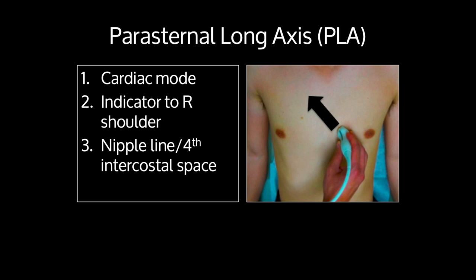Start by placing the probe at the nipple line or fourth intercostal space, or in women, the inframammary line, right next to the sternum. Keep the probe perpendicular to the skin and hug the sternum as you go up and down the chest, searching for the best window.